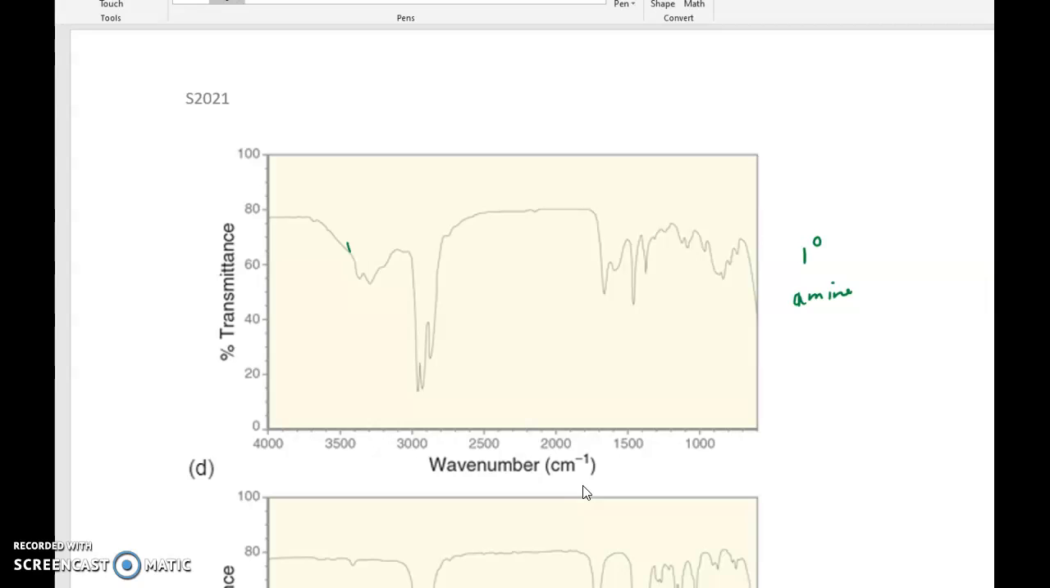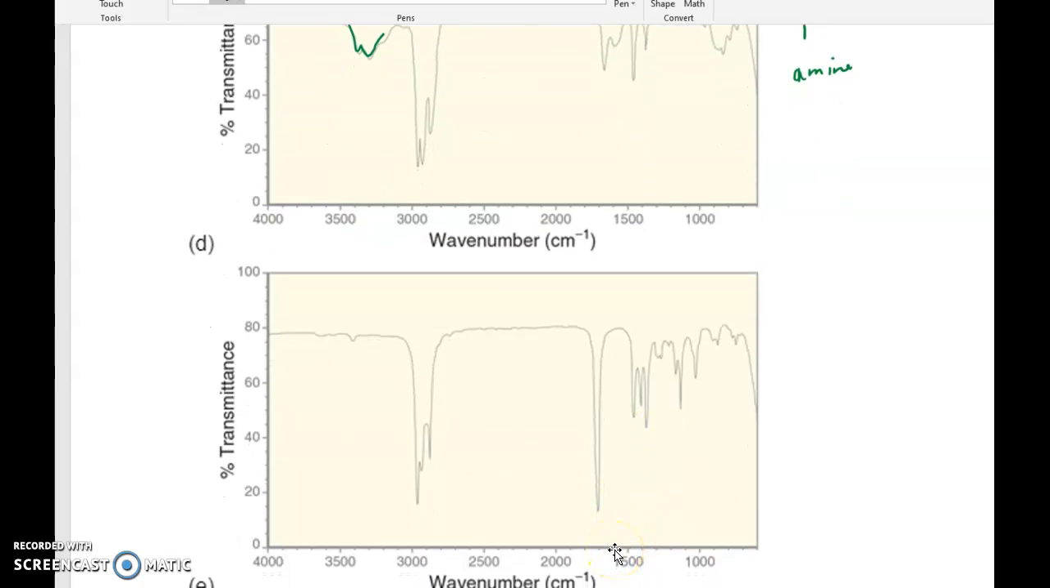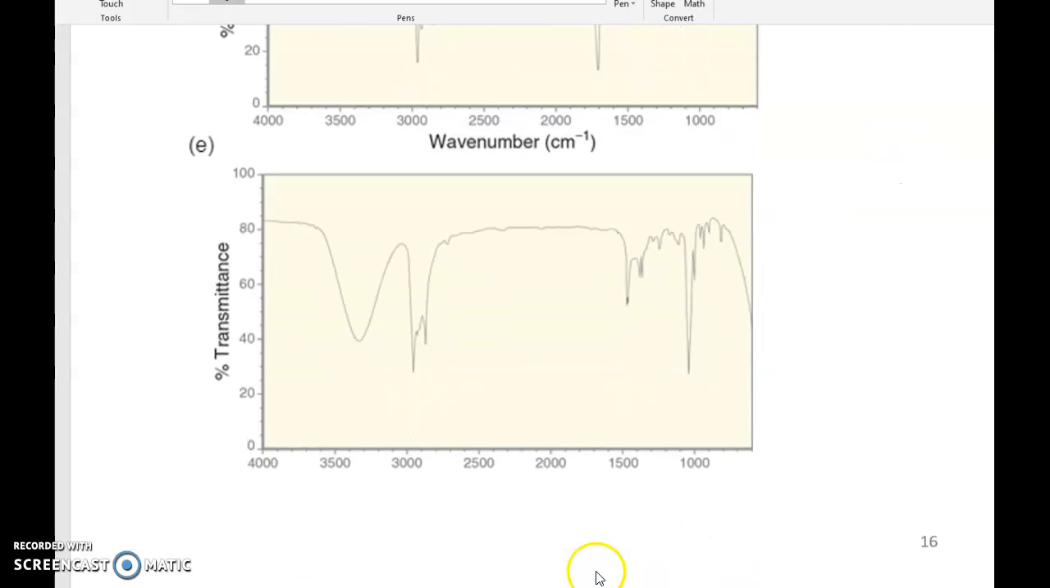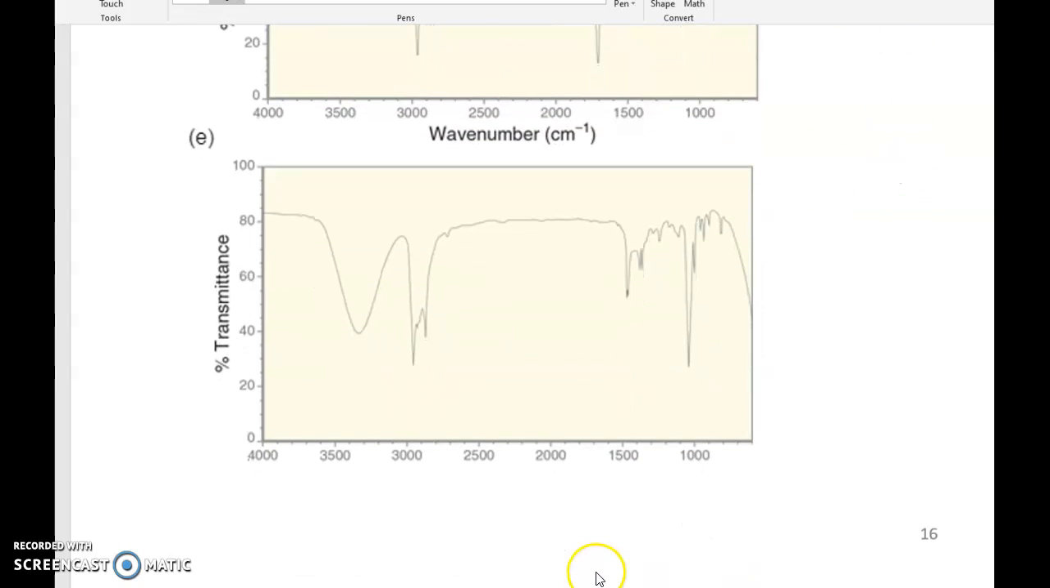We know that because we get that. I see a ketone here. And lastly, this is an alcohol. Got this broad peak here. It's an alcohol.